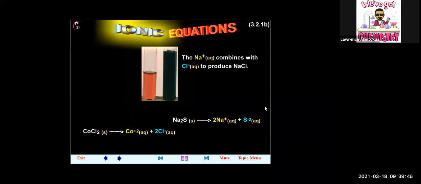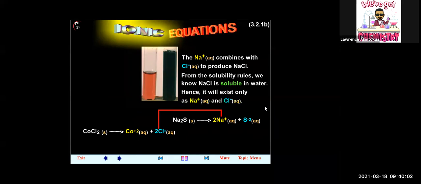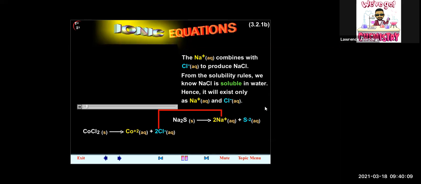The Na+ aqueous combines with Cl- aqueous to produce NaCl. From the solubility rules, we know NaCl is soluble in water. Hence, it will exist only as Na+ aqueous and Cl- aqueous. Sodium ions and chloride ions are spectator ions in solution.